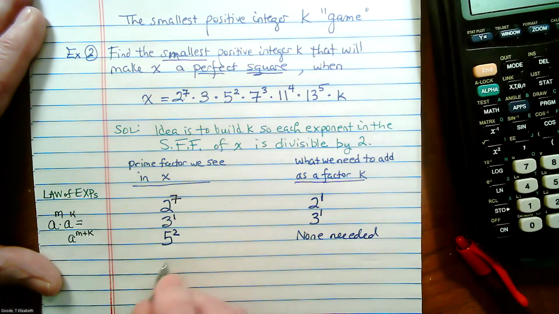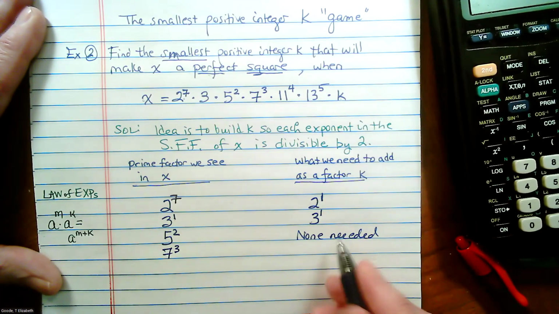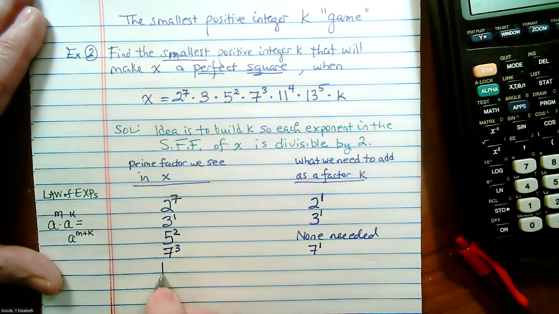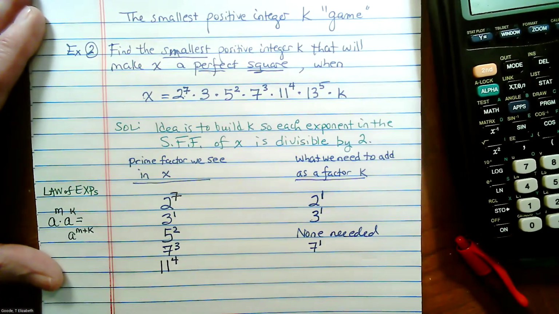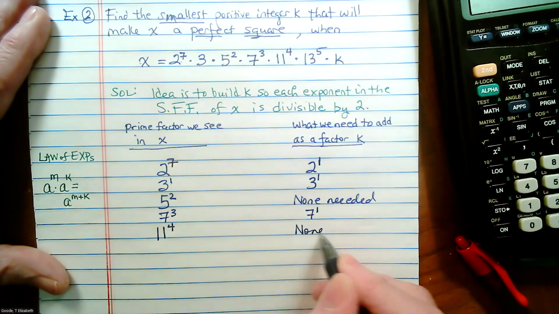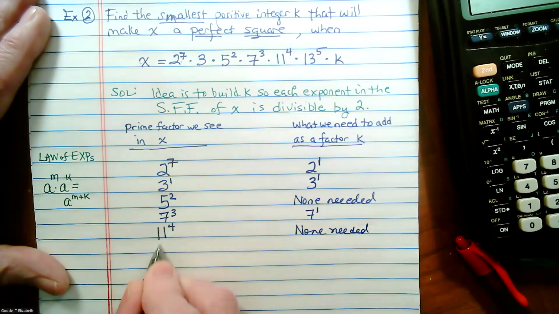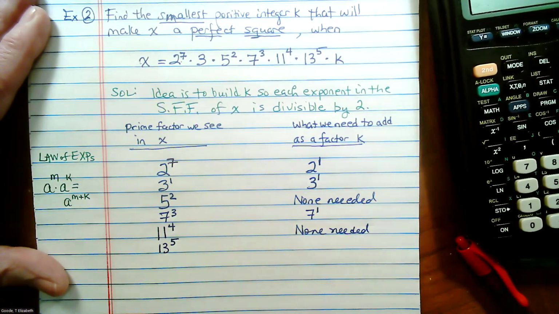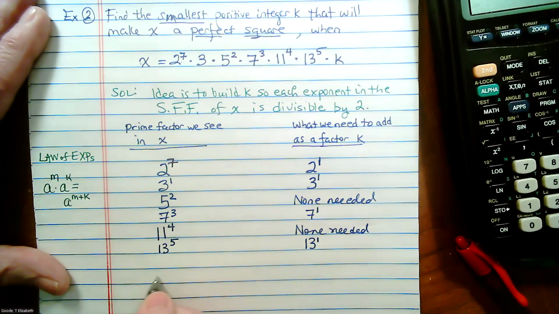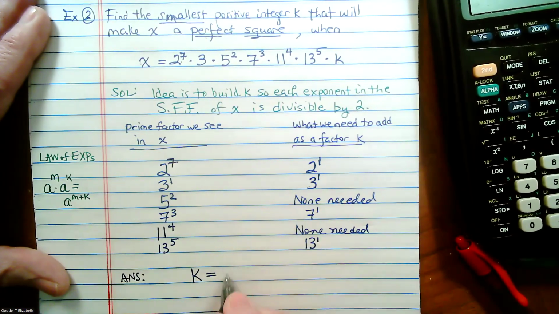Okay. 7 cubed. What should we add to k? Anything? Okay, add 7 to the 1. Perfect. 11 to the fourth. Do we need to add any 11s? No. Good. 13 to the fifth. Yeah, we could add 1. Great. So our answer is that k is going to be 2 times 3 times 7 times 13.